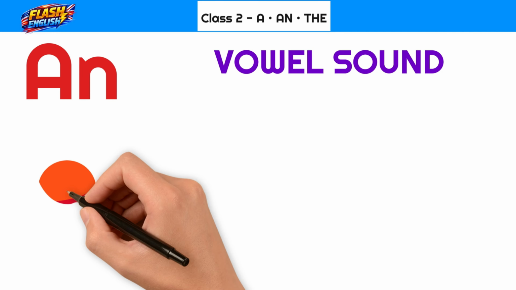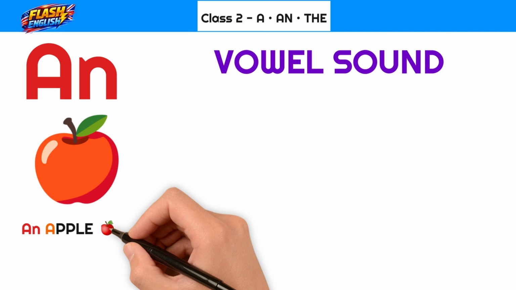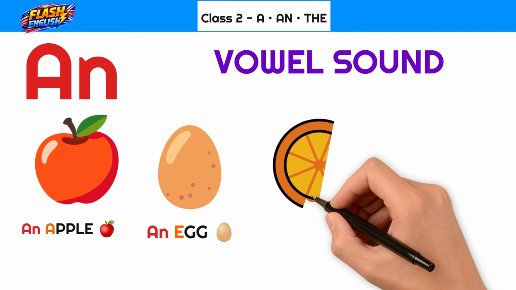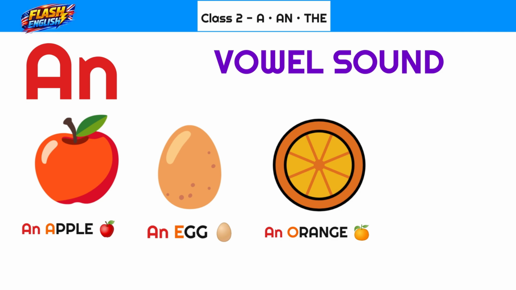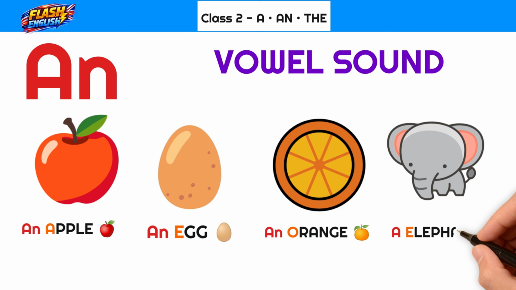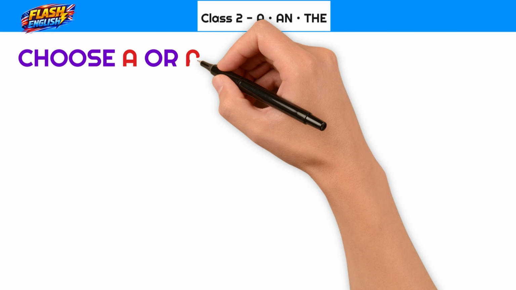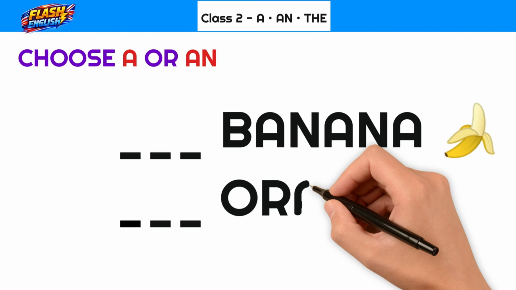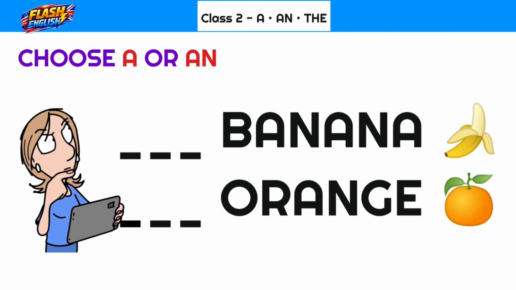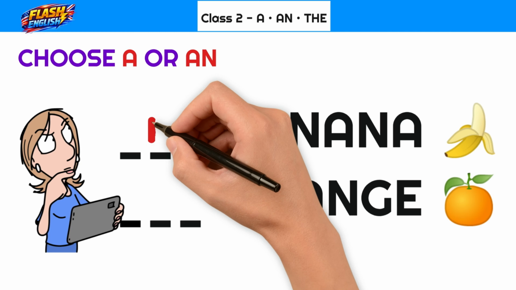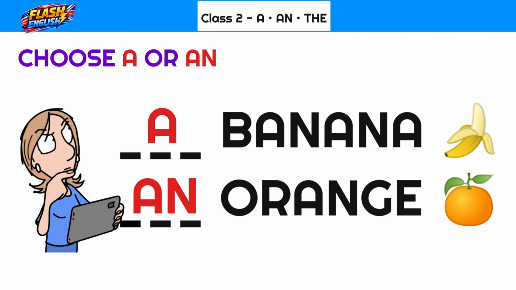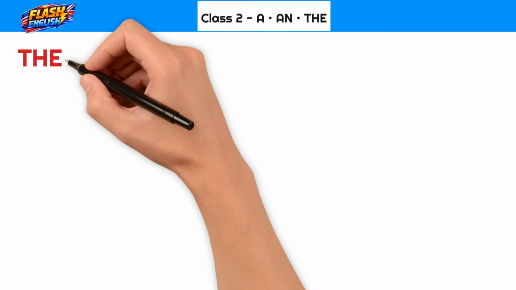An apple. An egg. An orange. An elephant. They begin with vowel sounds. Your turn. A banana or an banana? A banana. A orange or an orange? An orange. Great job.